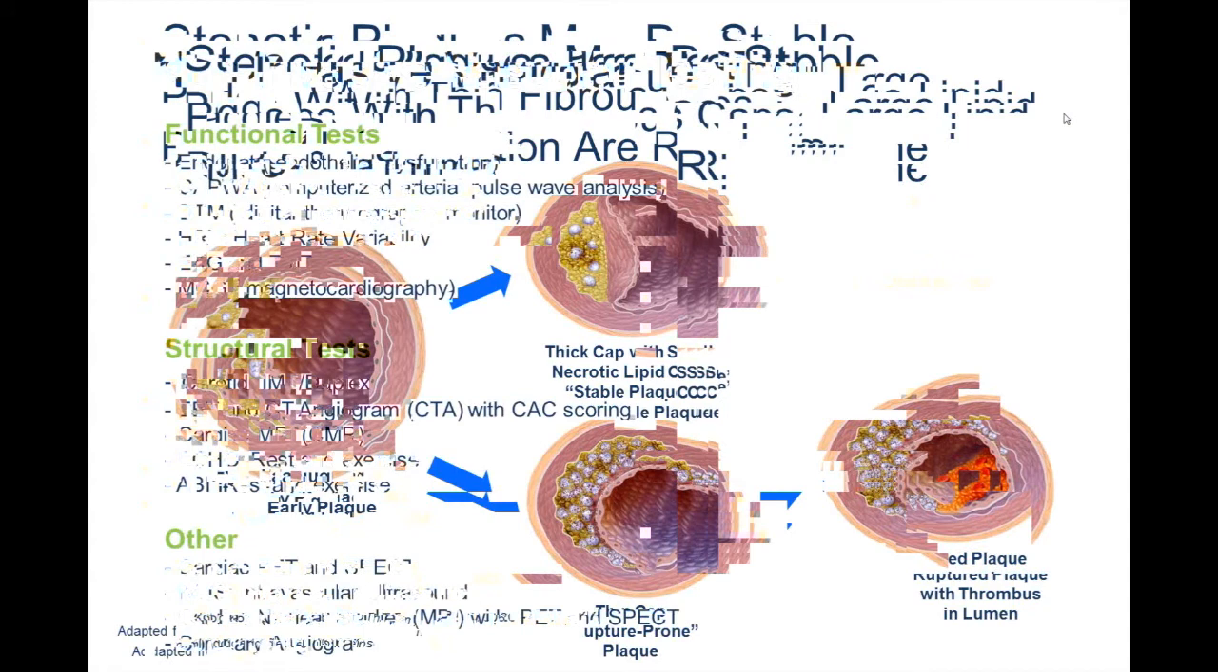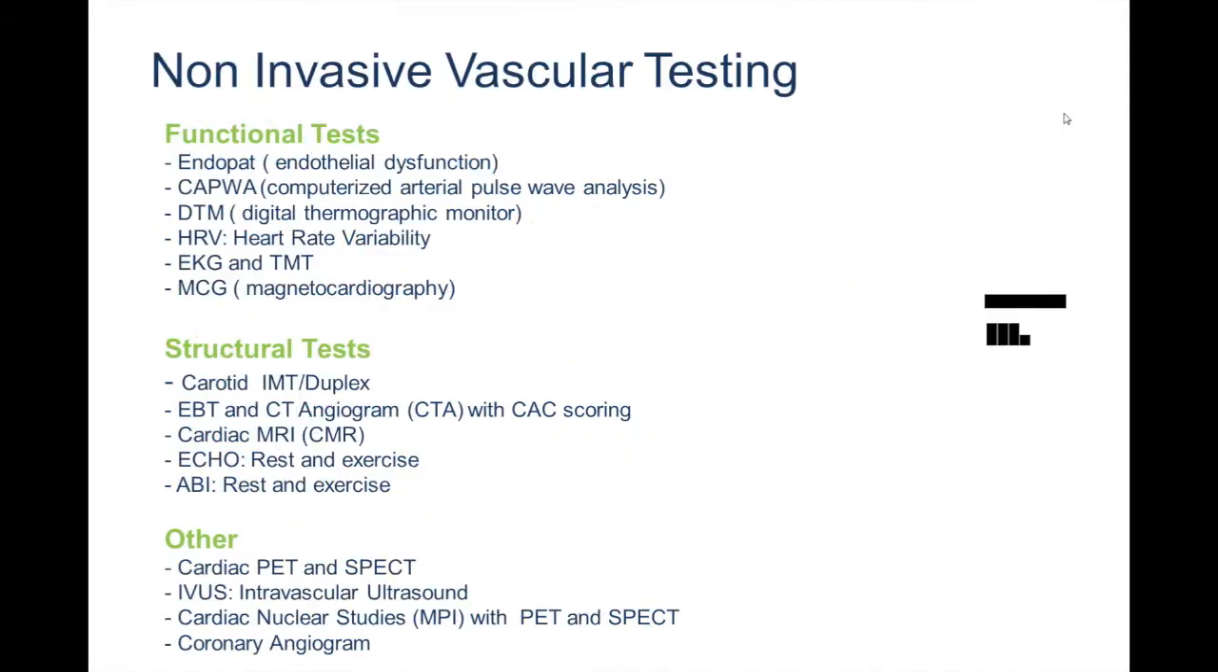And then we'll talk about all the different tests that you can do to actually improve early diagnosis and then follow your treatment. So we have functional tests like EndoPAT, the computerized pulse wave analysis, which measures the arterial elasticity, a digital thermogram for endothelial function, heart rate variability, obviously EKG treadmill, but a new type of cardiograph called magnetocardiography, which is very highly sensitive and specific for coronary heart disease at about an 80 to 90% ratio. Then we have structural tests like carotid IMT, electron beam tomography, CTA, calcium scoring, cardiac MRIs, and of course echoes and ABIs.